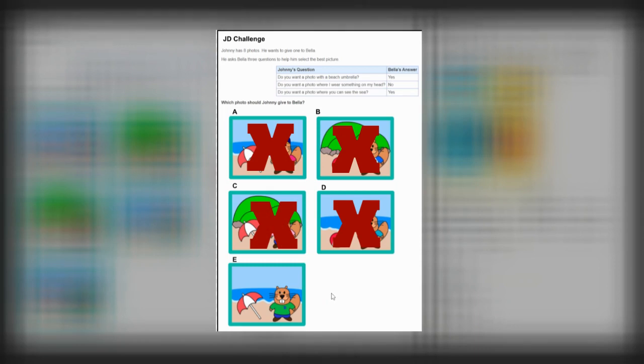We can do the elimination in any order we want, we would still end up with the same result. So well done if you got that one correct.